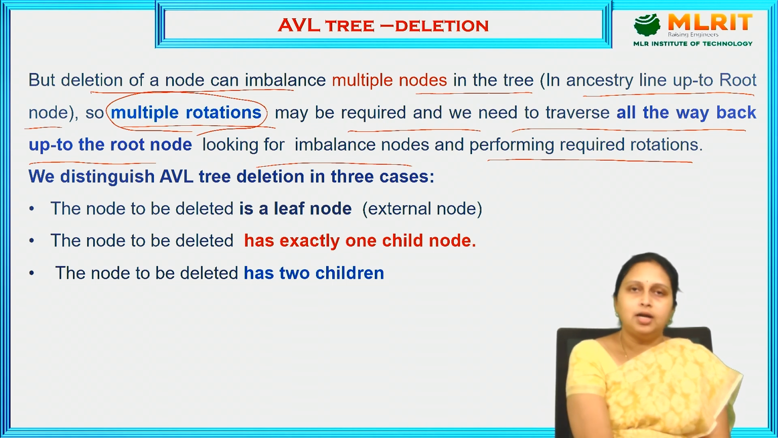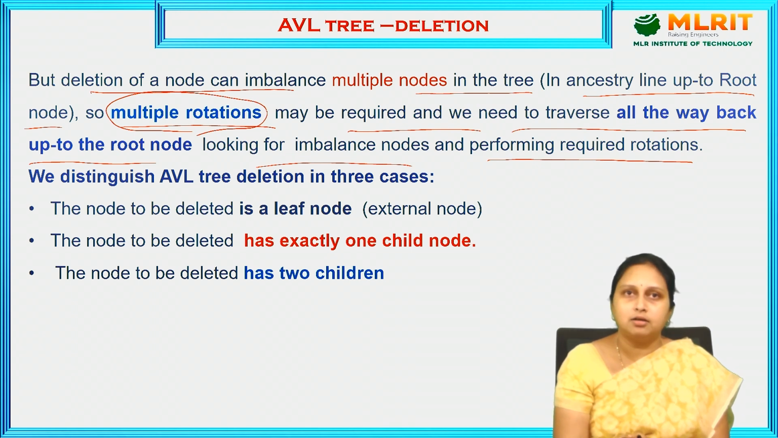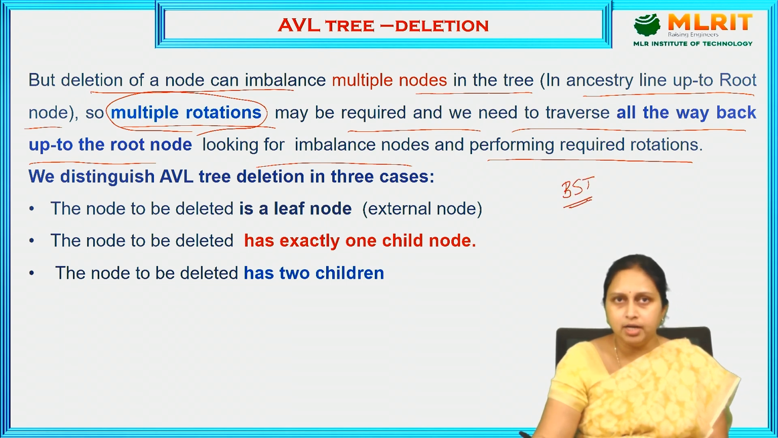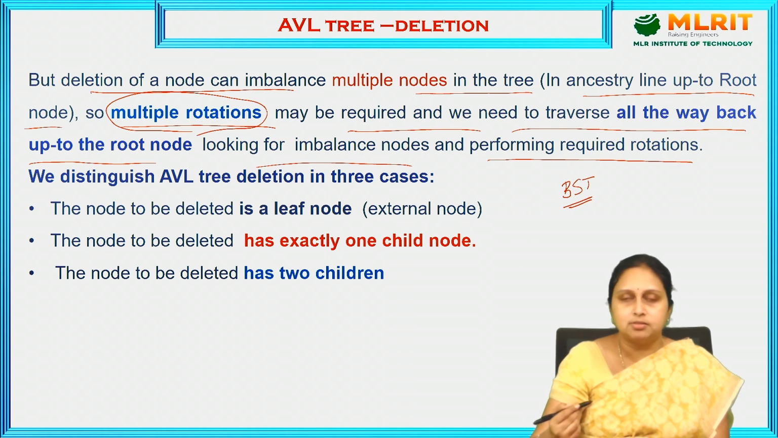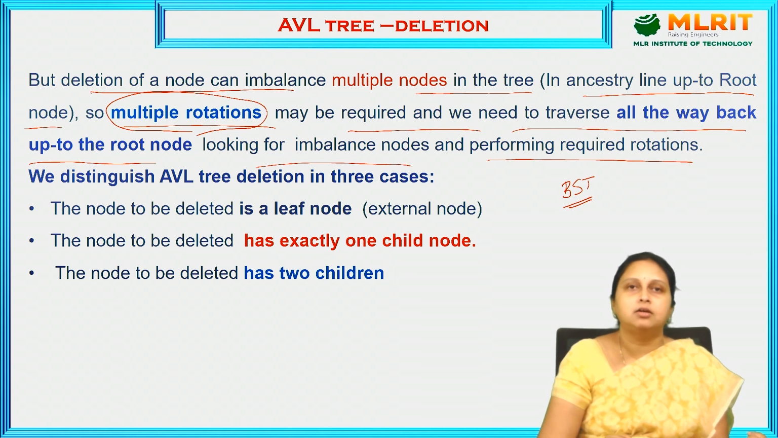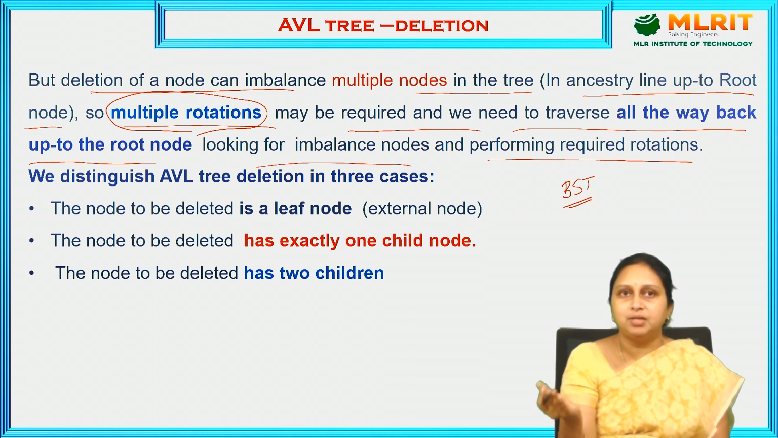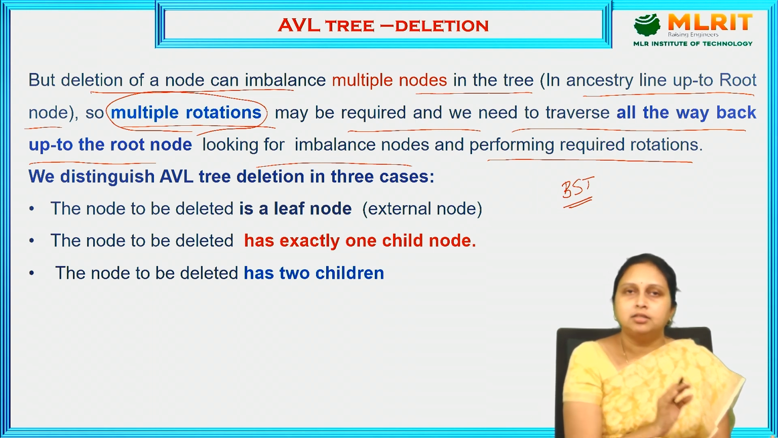Now, let us see the different cases that occur in AVL tree deletion. We have seen the same cases in the BST also. But in a BST, we do not need to balance the tree. After deleting a particular node, we replace it with either a child node or its successor. But in AVL trees, these cases are a little bit different. Here, the same three cases are followed with AVL trees also.